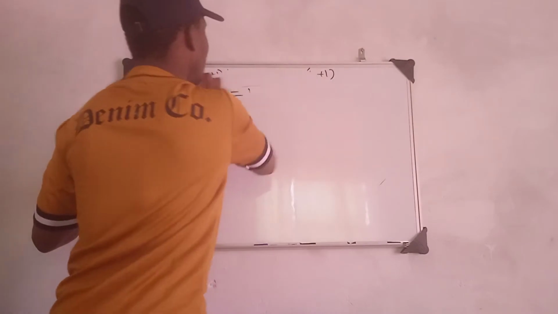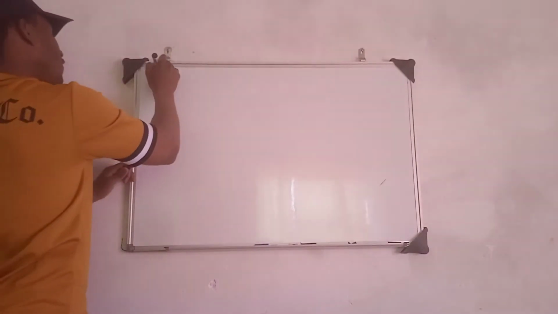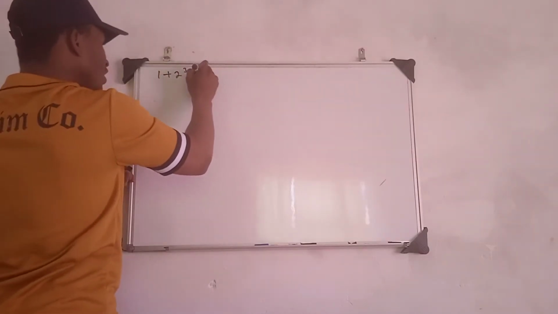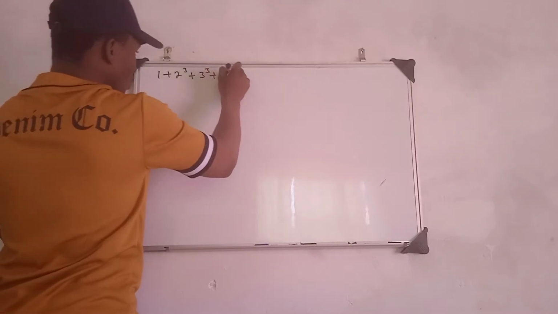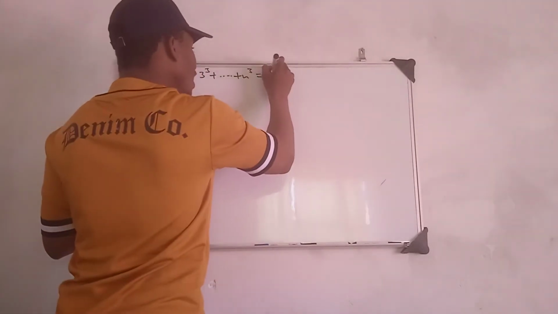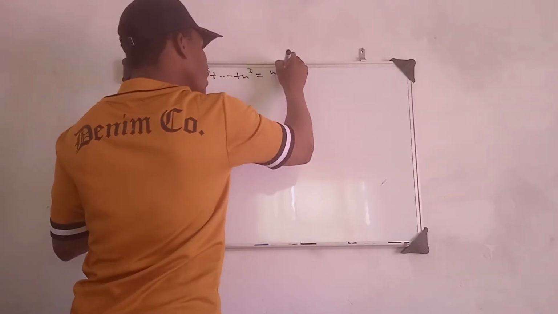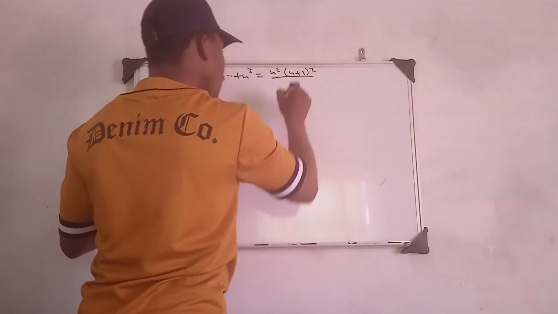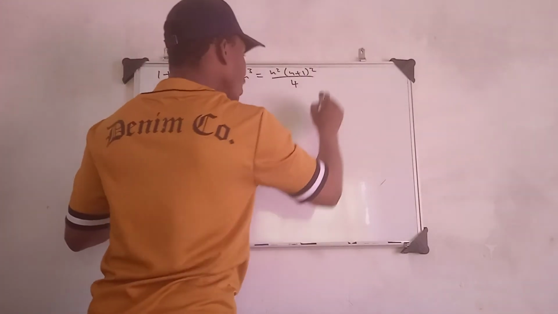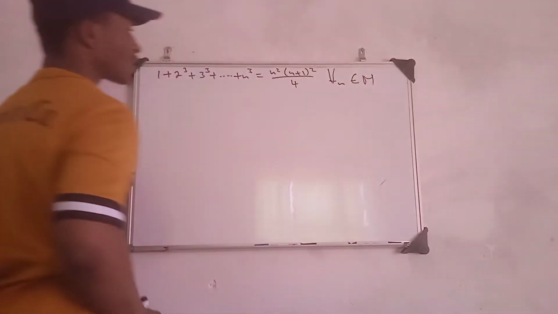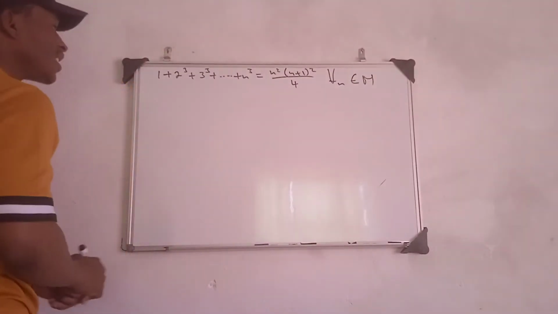Let's take another series, guys. Suppose we're having a series of 1 plus 2 to the power 3, 3 to the power 3, plus all the way to n to the power 3 equals n squared, (n plus 1) squared, all over 4, for all n belonging to the set of natural numbers.